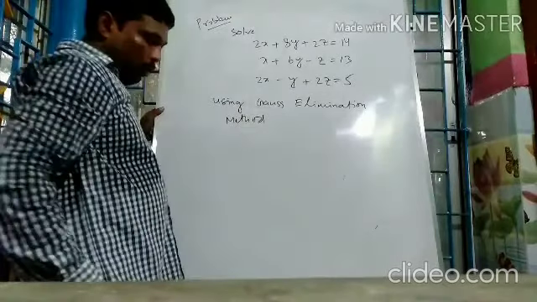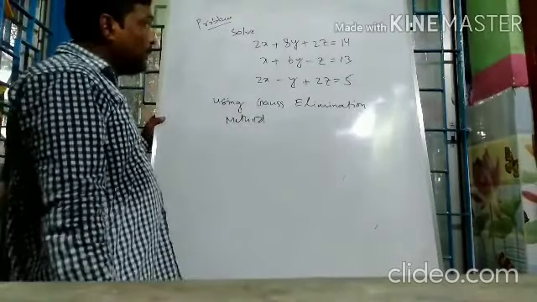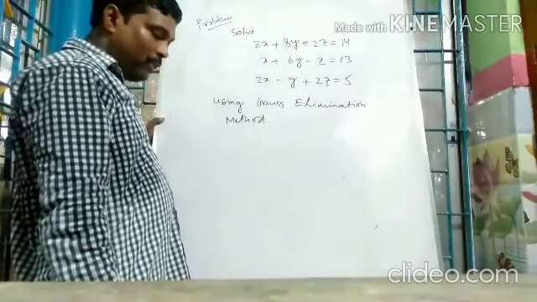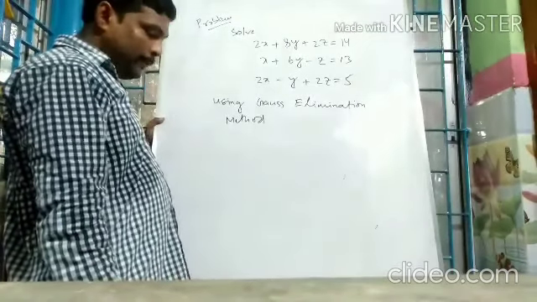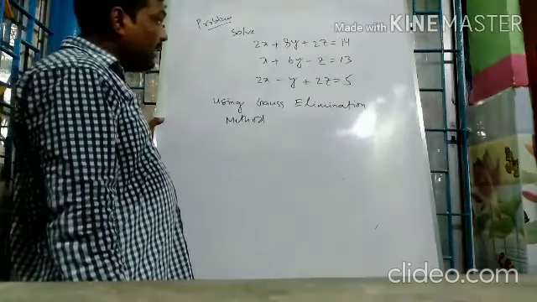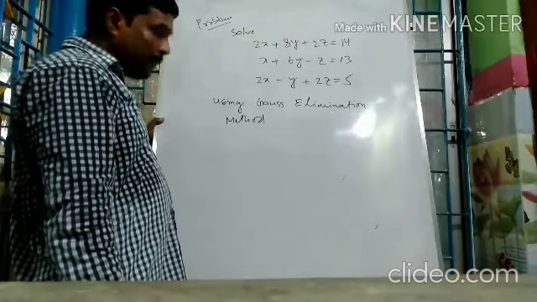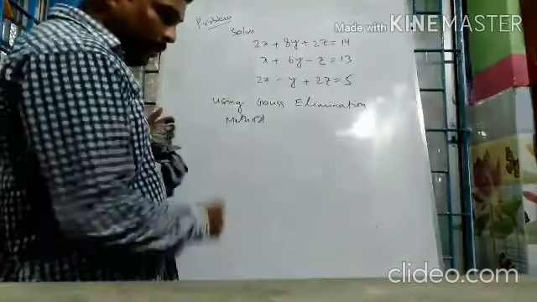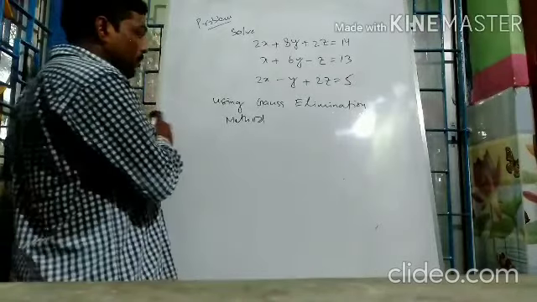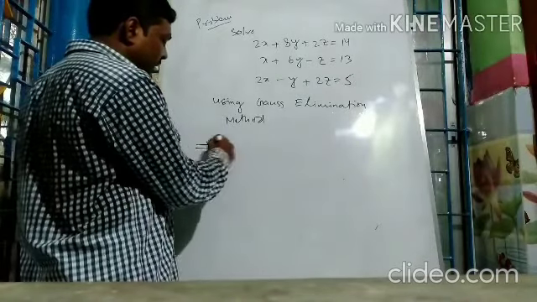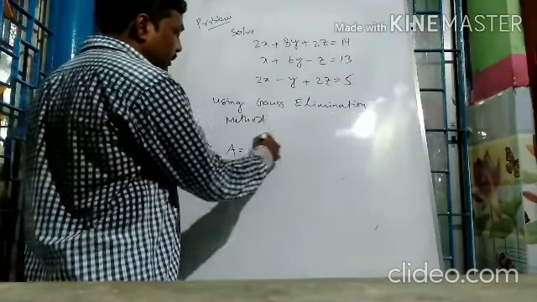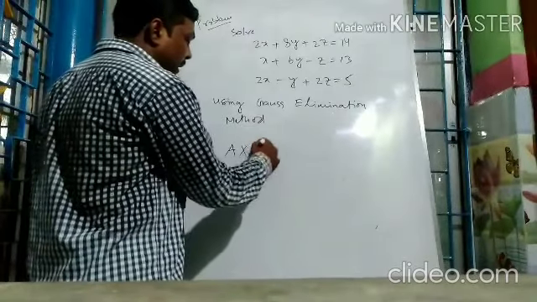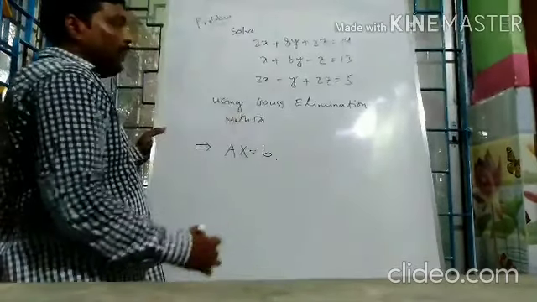Okay. So we have to solve 2x + 8y + 2z = 14, x + 2y - z = 13, 2x - y + 2z = 5 using the Gauss elimination method. So here this system of equations can be written in the form of Ax = B. What is A?